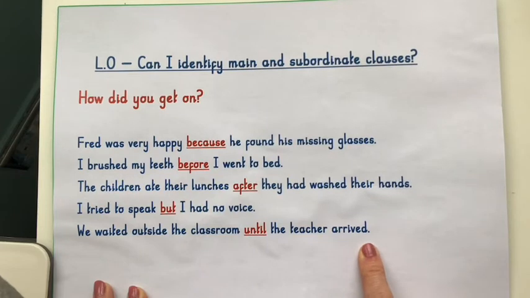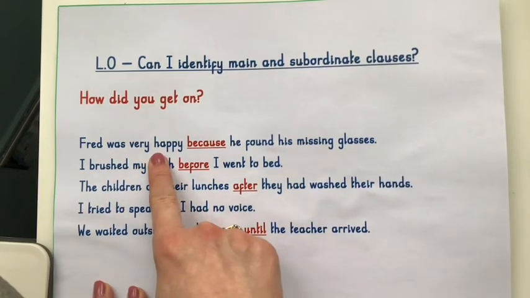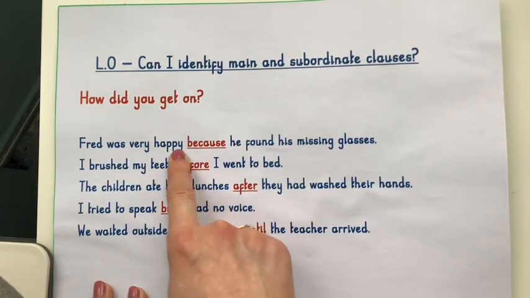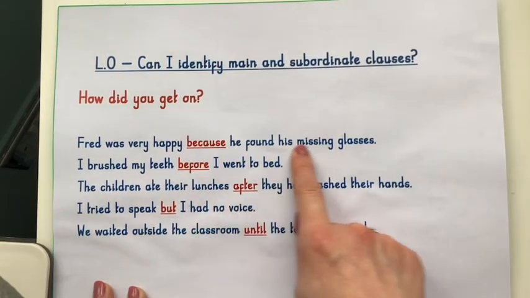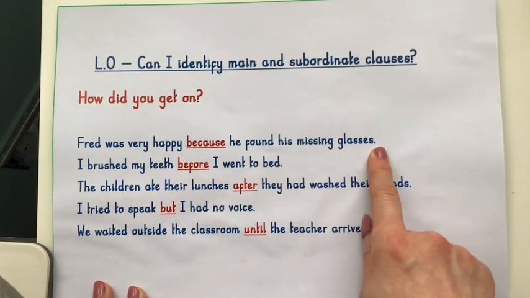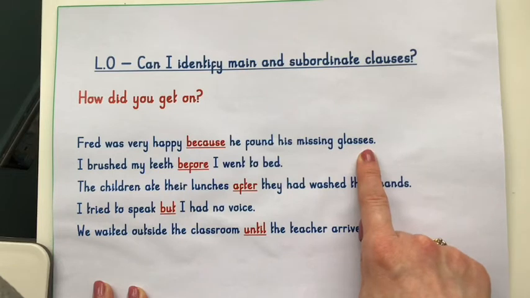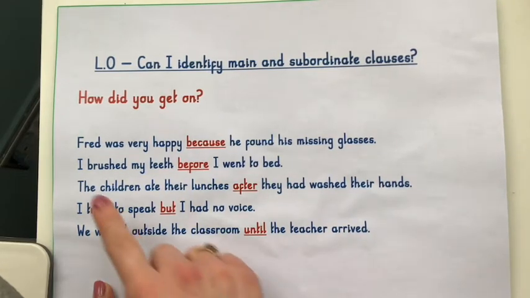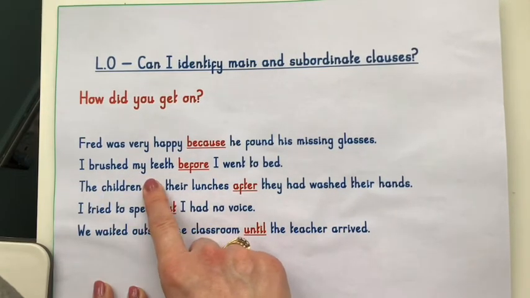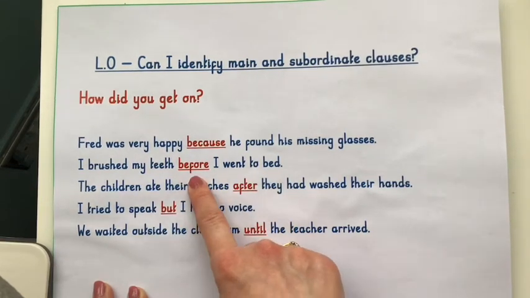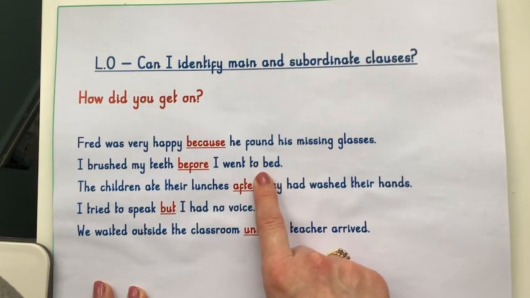So in each of these examples, Fred was very happy would make sense on its own. So that's the main clause. This bit is the subordinate clause because he found his missing glasses. It's giving information as to why Fred is happy. I brushed my teeth, that would be a main clause because it makes sense on its own. Before I went to bed, again, is giving more information about when it happened.